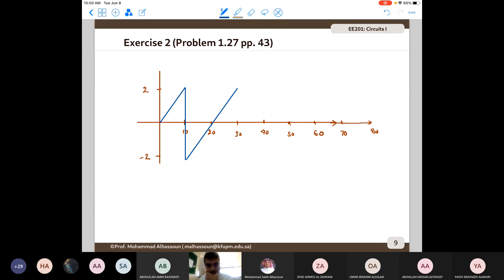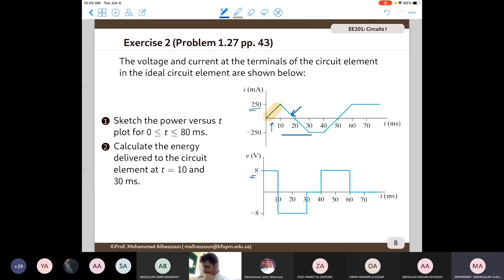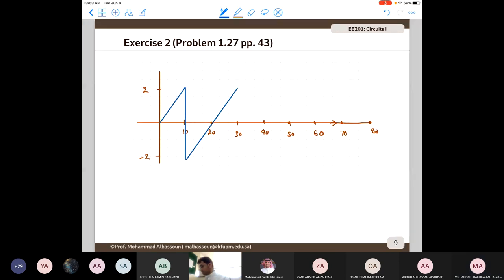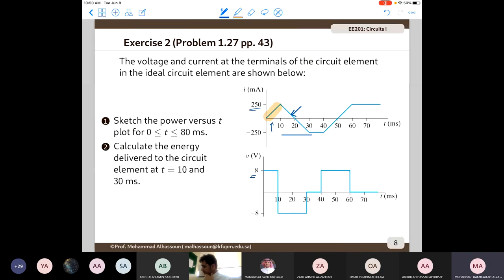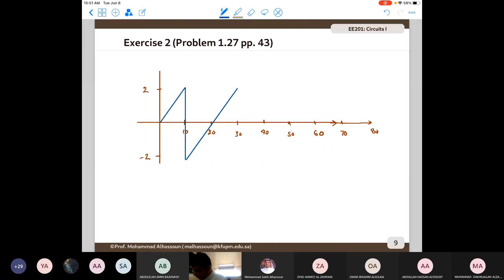Okay, very good. Mohammed? Sorry, doctor, from 20 to 30, what did you make it from 0 to 2? Shouldn't it be a straight line on the x-axis? It will all be zeros. Sorry, it's from 30 to 40. From 30 to 40, okay. How does it look like? It will be a straight line on the x-axis, zeros. Yes, exactly. So that's how it's going to look from 0 to 10.